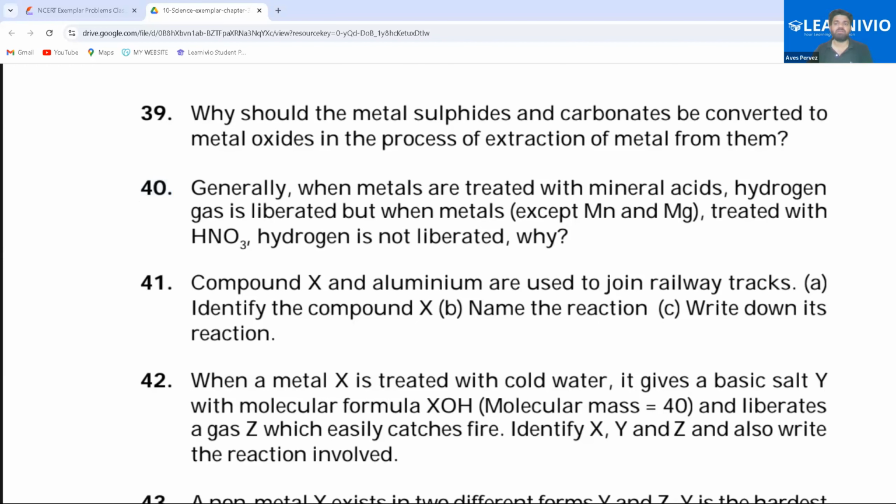When HNO3 reacts with metals, except magnesium and manganese, it is a strong oxidizing agent, and it oxidizes the hydrogen to form water, not hydrogen gas. Okay, you understood? These questions are written in your notebook, so you can go through them.